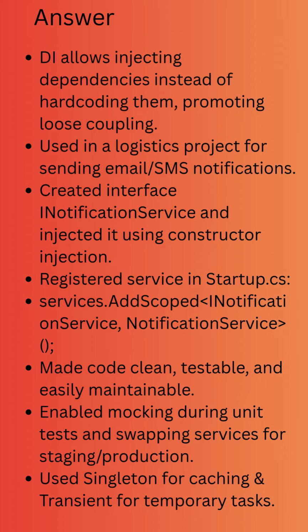I even went a step further and registered some dependencies as singleton and transient where appropriate, like caching services were singleton and temporary file processors were transient. This experience gave me a deep understanding of how DI helps not only in code clarity, but also in long-term project scalability.